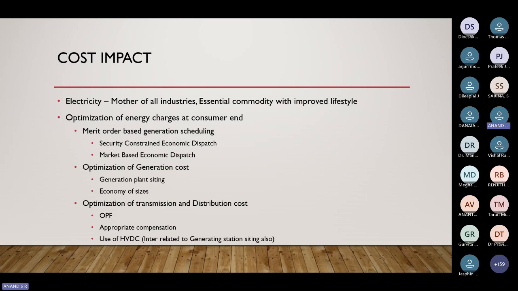Now coming to the reduction of cost, again we need to think about optimal power flow as the most important thing. In the case of transmission and distribution, appropriate compensation at the appropriate location is to be provided. And again, the use of HVDC is also related to the siting of the generating station. When we think about this, there is one more thing. Suppose you want to install, say, a 100 megawatt solar plant in Kerala.